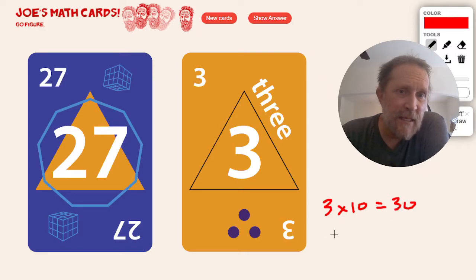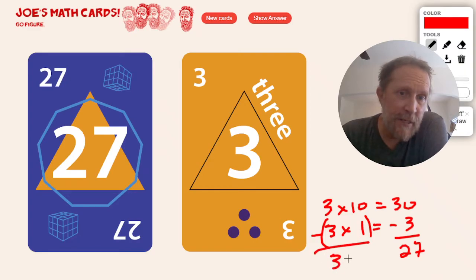And what that means is that since 30 minus 3 equals 27, and 3 times 1 equals 3, then I need to subtract my 3 times 1, right? So 3 times 10 minus 3 times 1 means 3 times 9. And if 3 times 9 is 27, then 27 divided by 3 must be 9. That's the way to think about that.